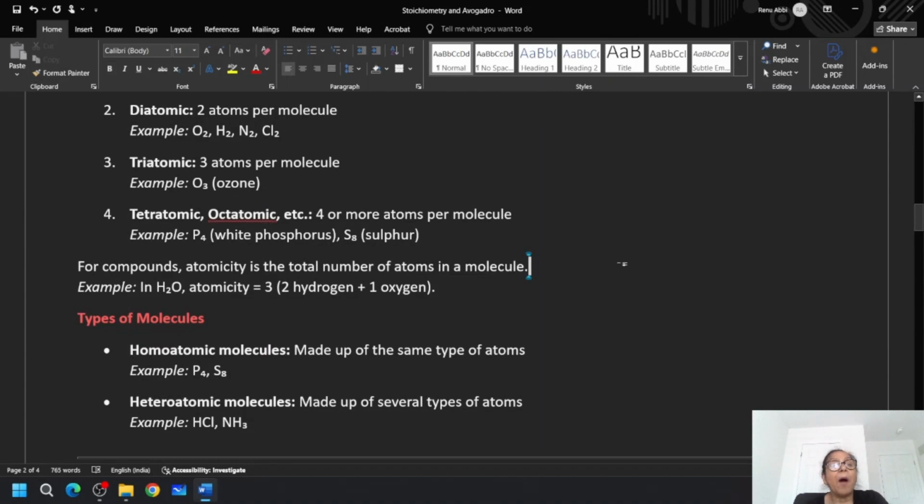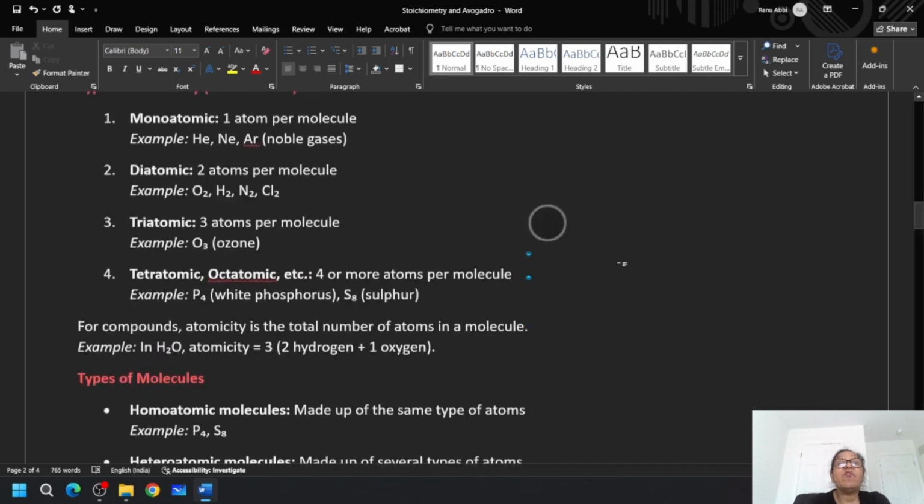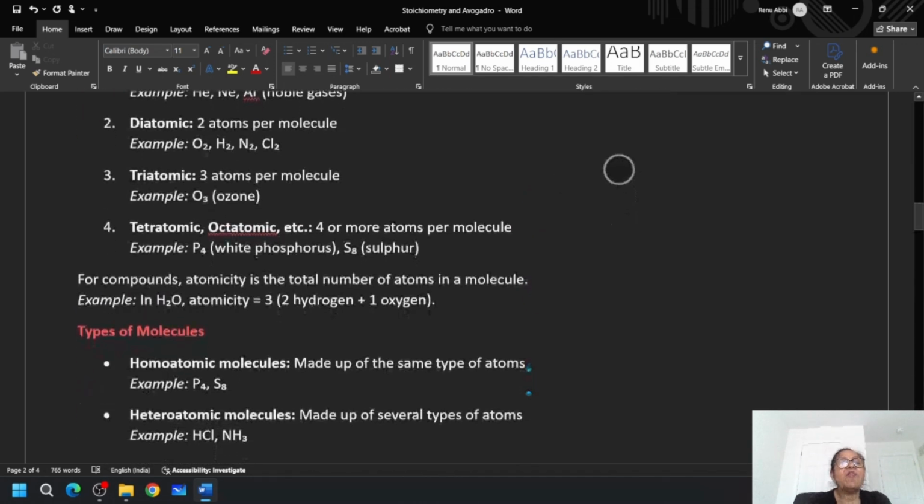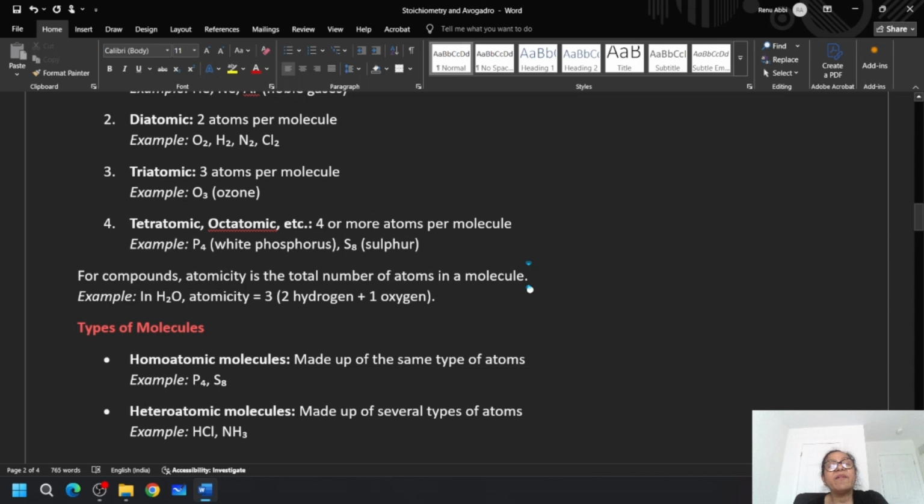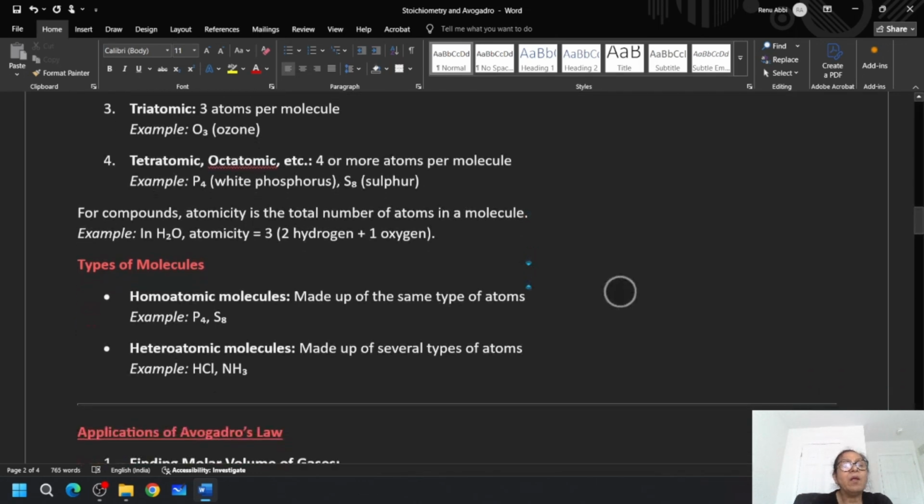Now for compounds, atomicity is the total number of atoms in a molecule. It means atomicity can be based on the element as well as on the compound. So atomicity is the total number of atoms in a molecule. For example, if I am taking H2O, it means hydrogen 2 atoms, oxygen 1 atom, 2 plus 1 is 3. So 2 hydrogen atoms and 1 oxygen atom make a total of 3 atoms.